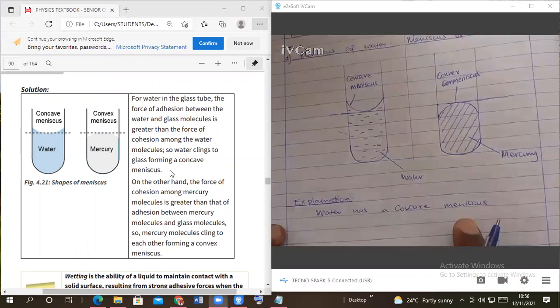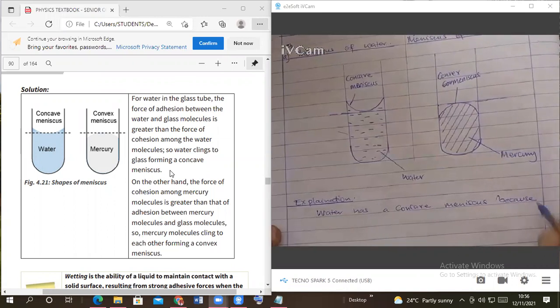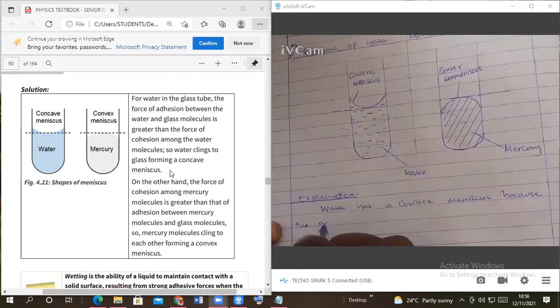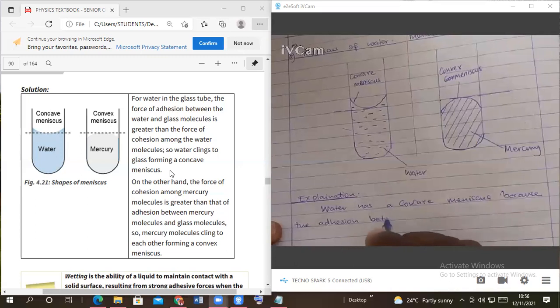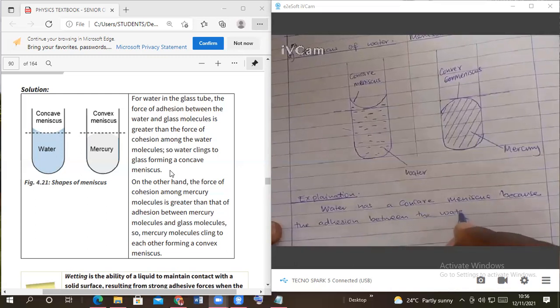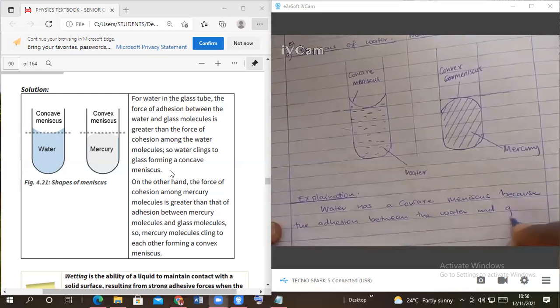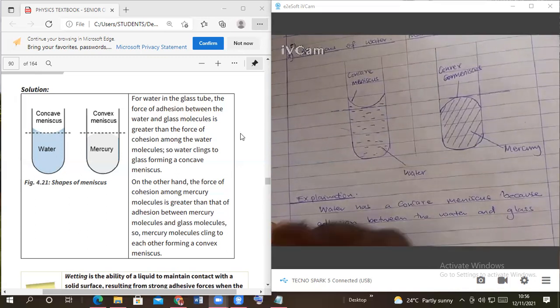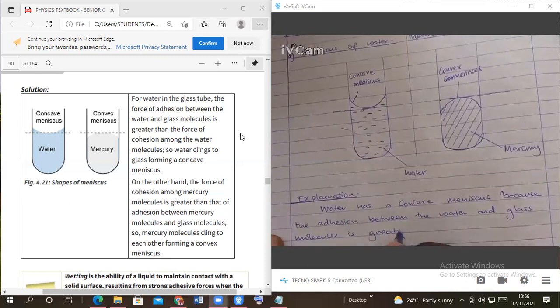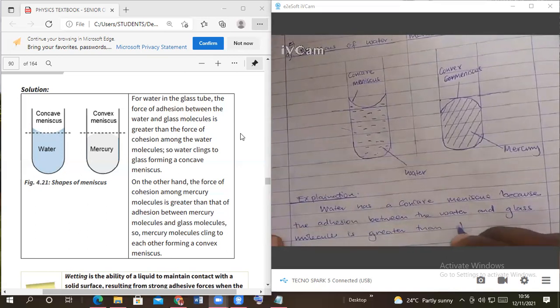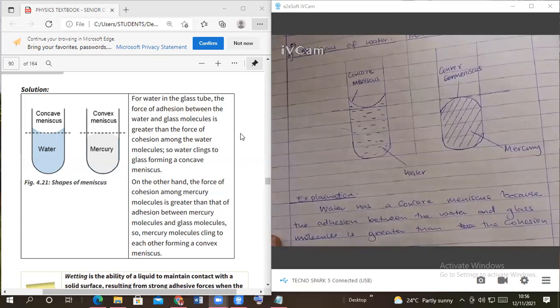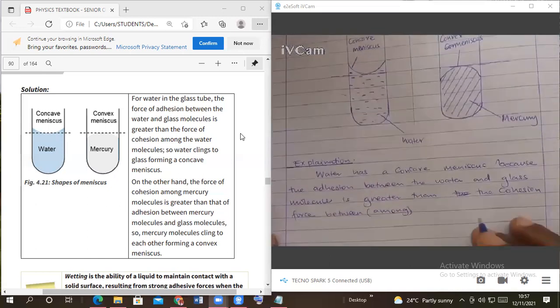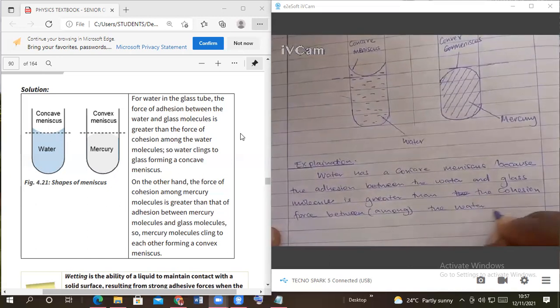So we can say that water has a concave meniscus because, now in your books you write, because the adhesion force between the water and the glass molecules is greater than the cohesion force among the water molecules.